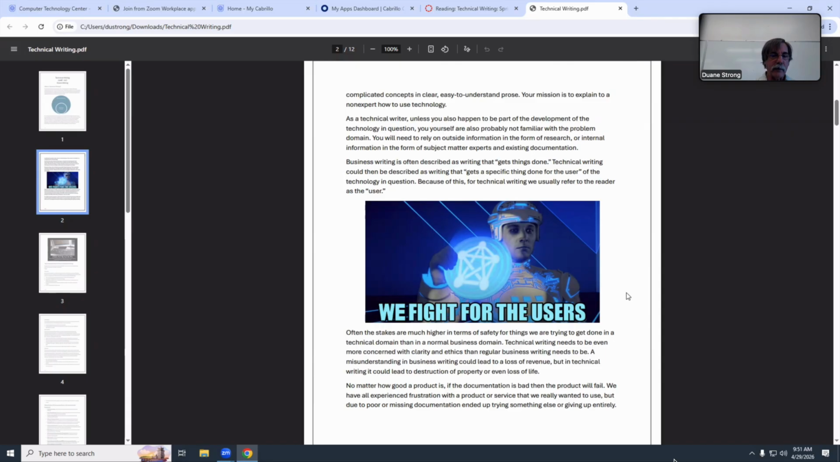So you need to rely on outside information in the form of various things: research, internal information. Most importantly, what we call subject matter experts. So these are the people who are part of the development process. They're software engineers, hardware engineers, mechanical engineers, whatever they are. They're the ones actually building the thing. They're going to be your go-to to get information that you need in order to write your technical documents.